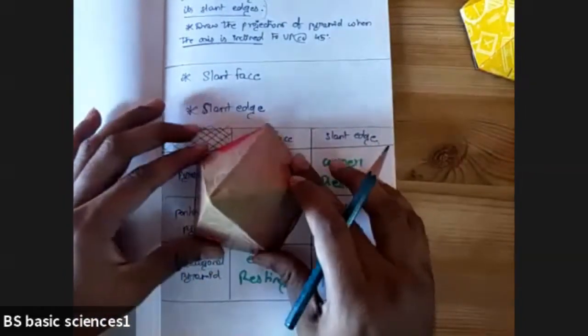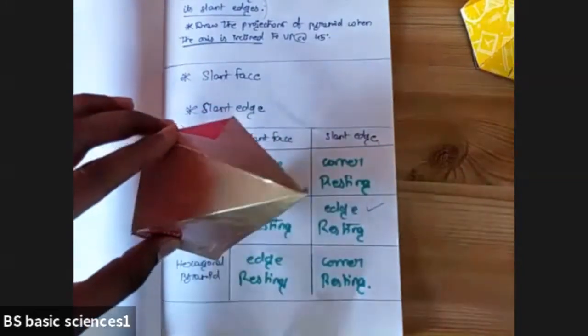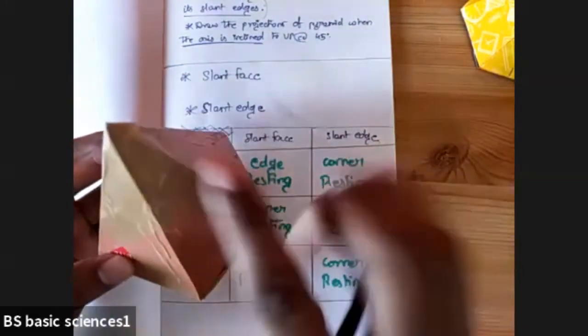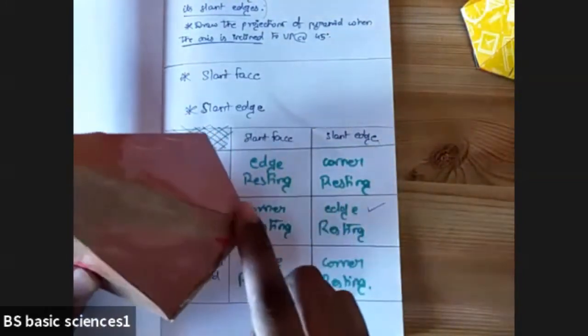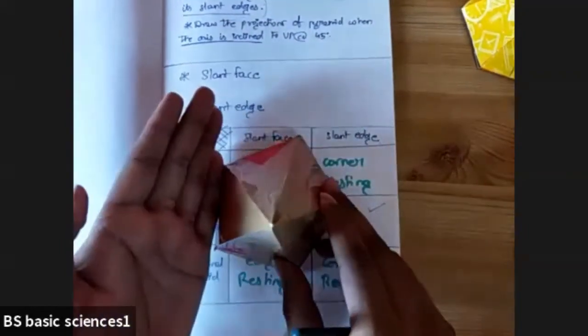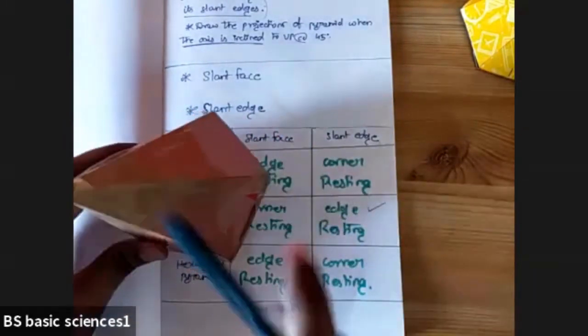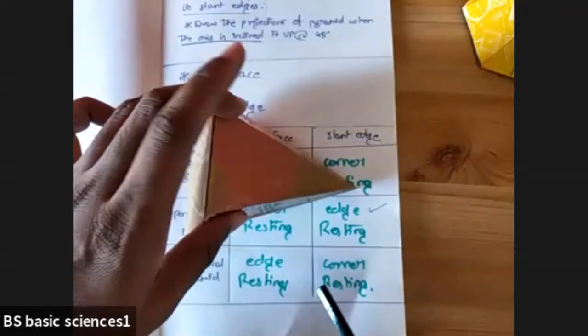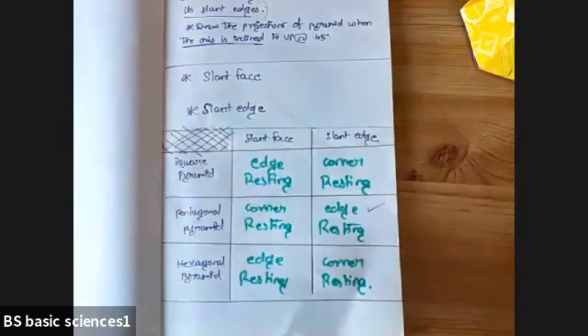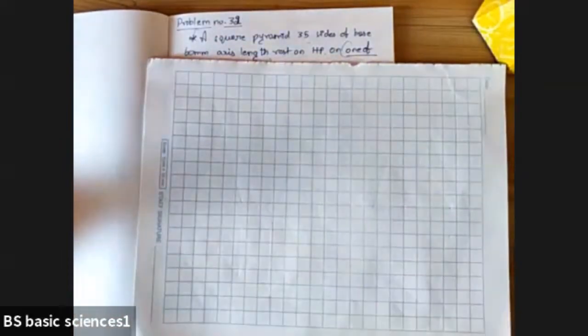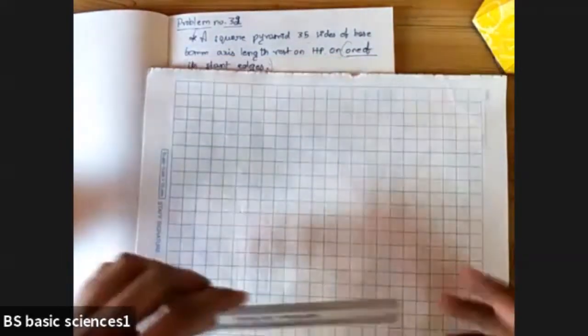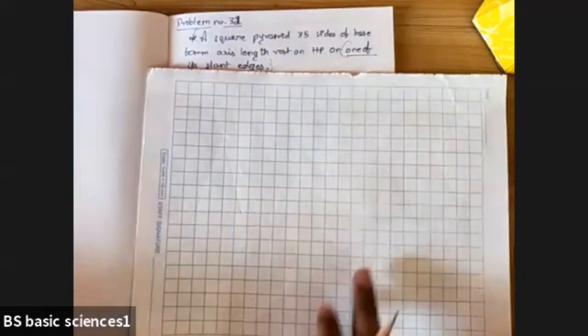After that, what will happen? When you rotate this edge on HP, this slant edge will come on HP. That is why we keep it with respect to the edge in the first condition. Then in the second condition, we incline it in such a way that this slant edge is placed on HP. So we'll start drawing the first condition, the pentagon pyramid with one of its edges resting.